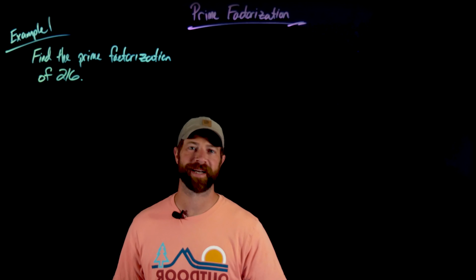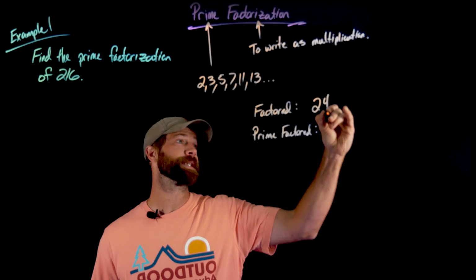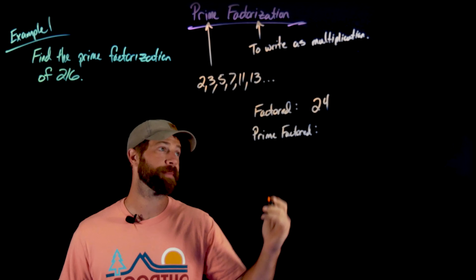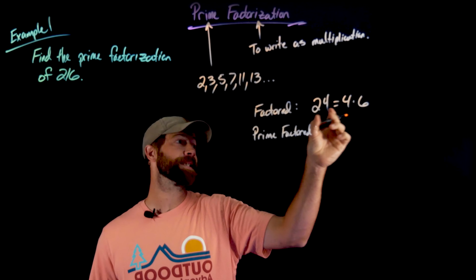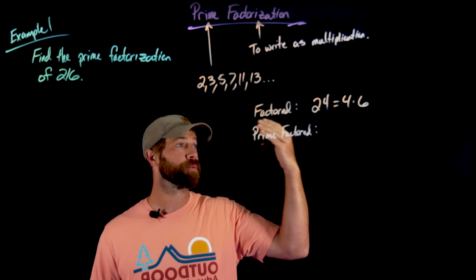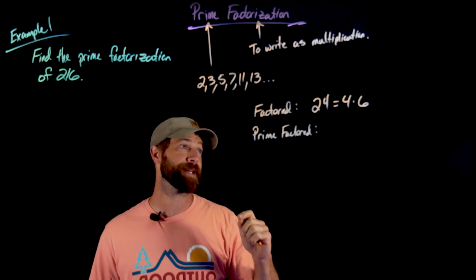Before we begin our first example, I just want to talk a little bit about what it means to factor and then be prime factored. So let's take a number. Let's use 24 in this case right here. There's a bunch of different ways to factor 24. One of my favorite ways is 4 times 6. Now again, this is the factored representation of 24 because I'm writing an expression that equals 24, but as multiplication.